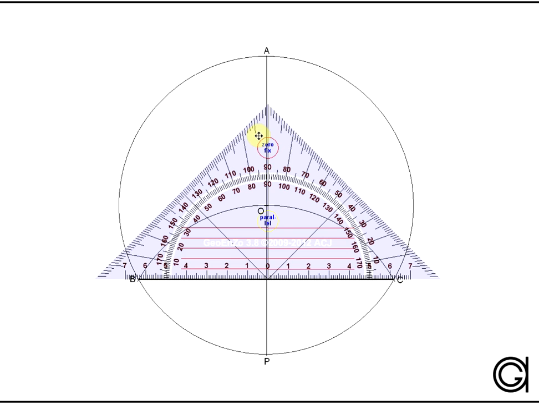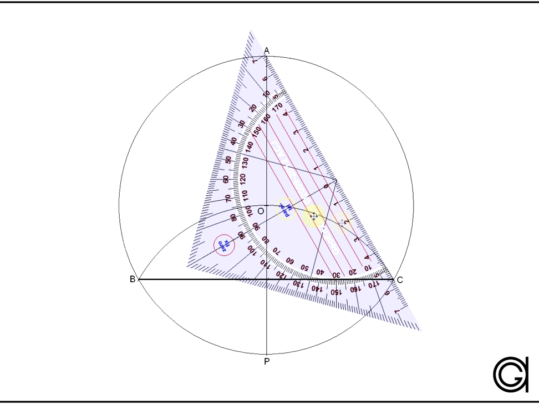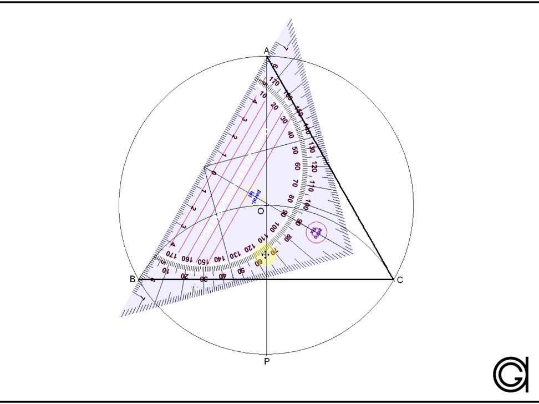Or B with C, C with A, and finally A to B. So here we have our equilateral triangle inscribed in a given circle.